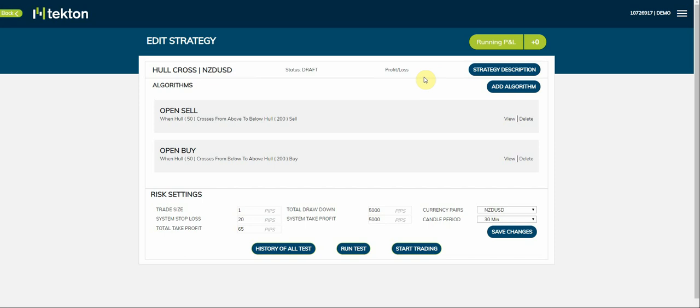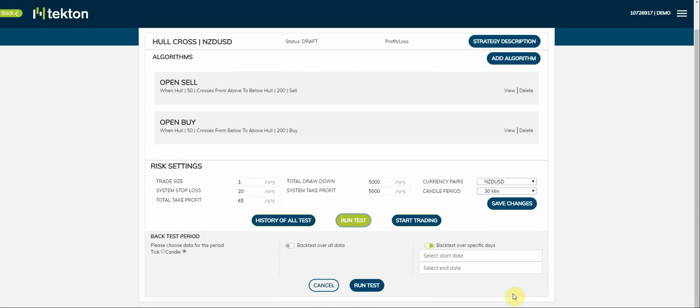Now what I do, before I set it to run live, I want to test it. So we click Run Test, and we have options with this. We can use tick data or candle data. We can backtest over all data, or we can specify a certain period. But I'm going to use all the data, which is 18 months, and I'm going to click Run Test.